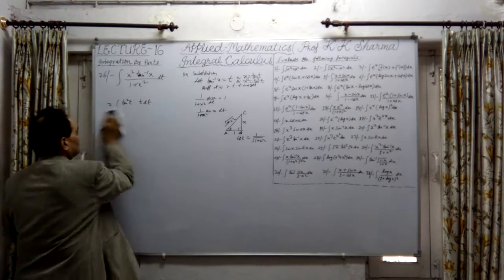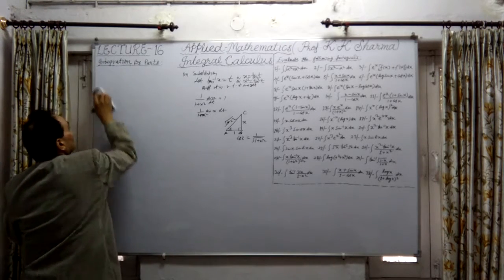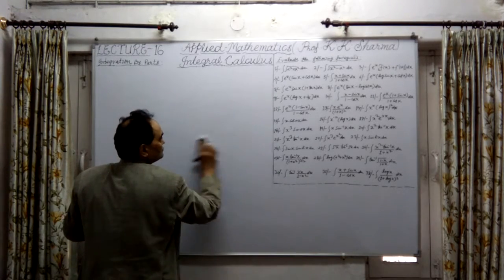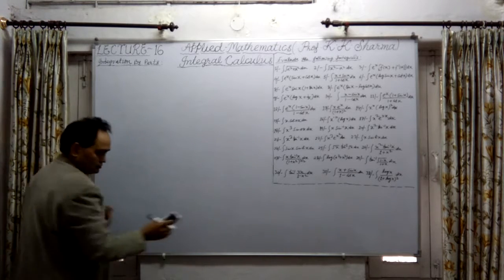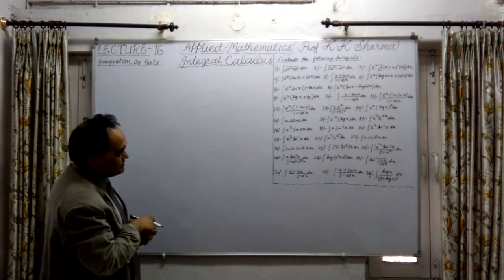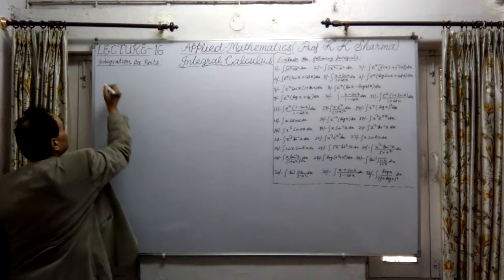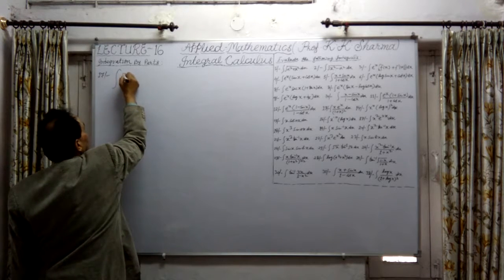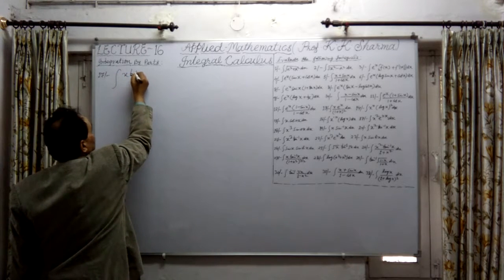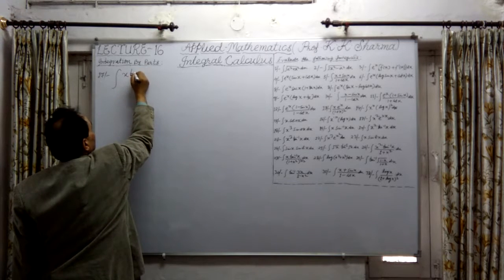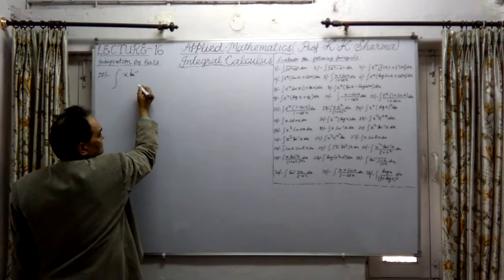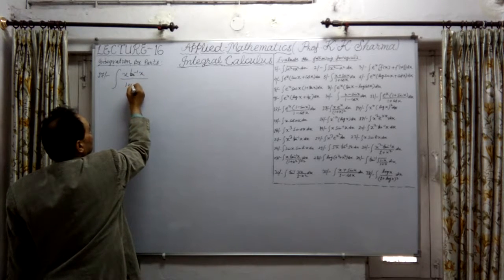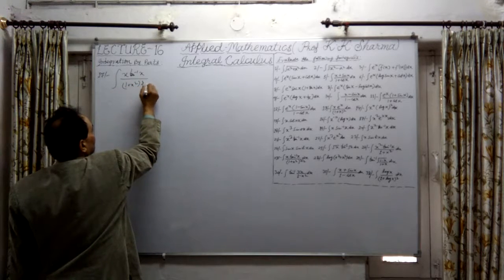Question number 27. Integration of x into tan inverse x upon 1 plus x square whole to the power 3/2 into dx.